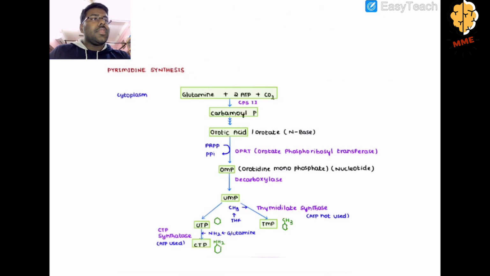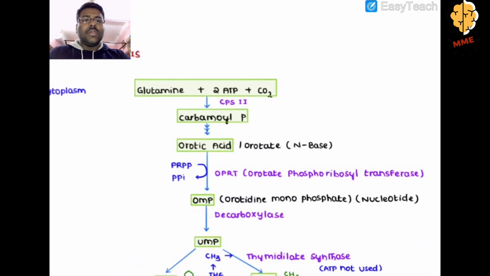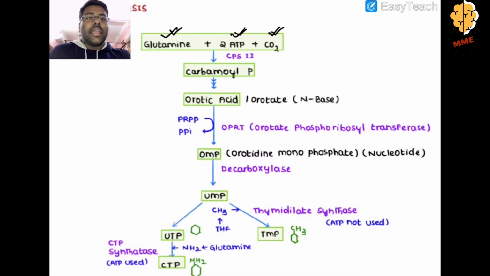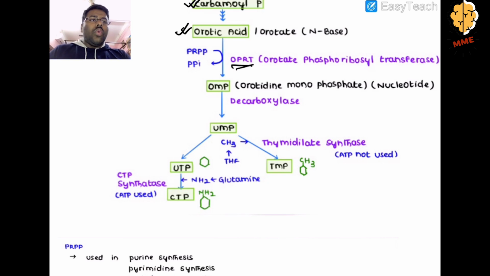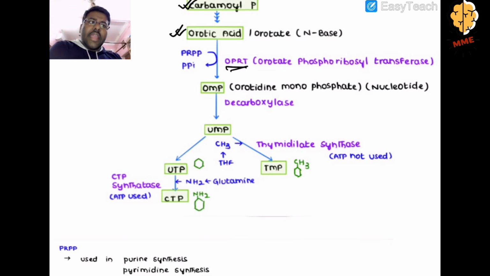Now coming to pyrimidine synthesis. In pyrimidine synthesis, glutamine, 2 ATP and 1 carbon dioxide are taken up by the enzyme CPS2, and carbamoyl phosphate is formed. After a few steps, orotic acid, or orotate, is formed; it is a nitrogen base. Then the enzyme orotate phosphoribosyl transferase, OPRT, acts here, and PRPP gives PPi, and OMP is formed.